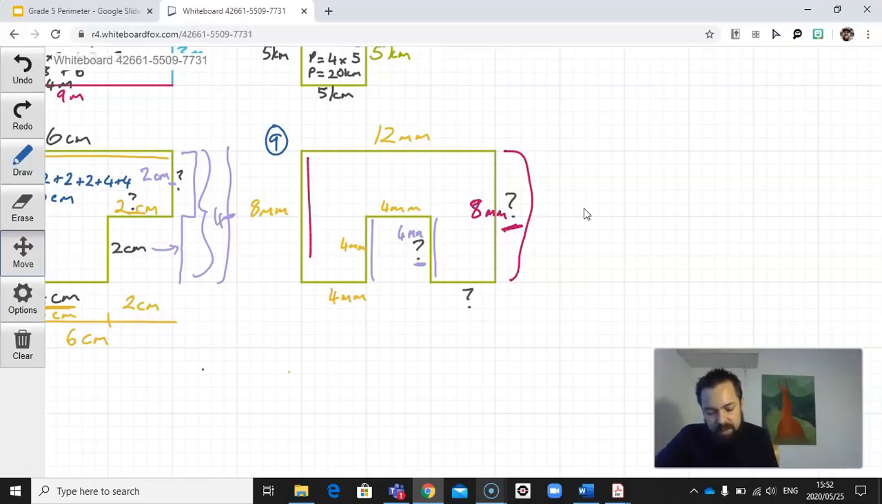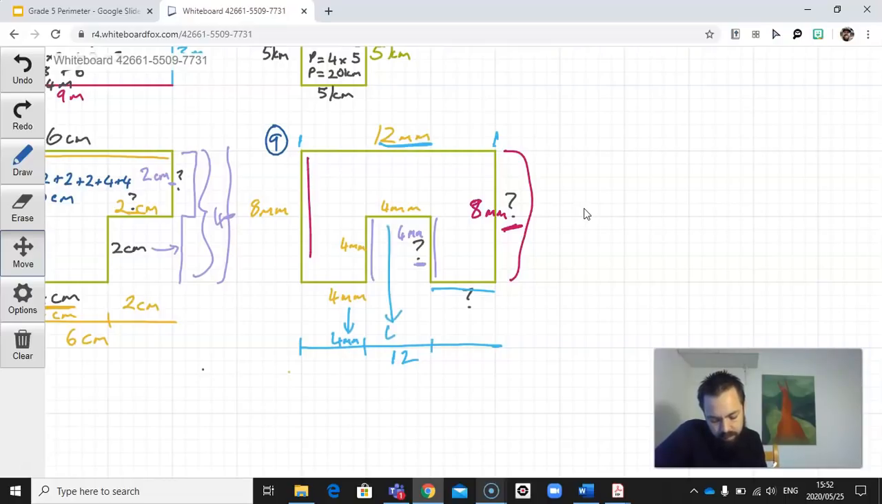And finally, the last one I need to do is this one. The distance from there to there, I can find over there because that lines up on the edge, so that's 12. To get from there to there was 4. To get from there to there was 4. Which means I have, let's see, well, I've got 4, 8. I need another 4 to get to 12. So this one here is 4 millimeters. And I have all my sides.